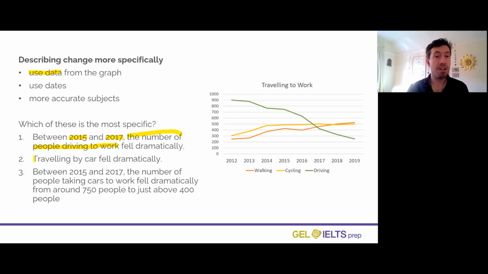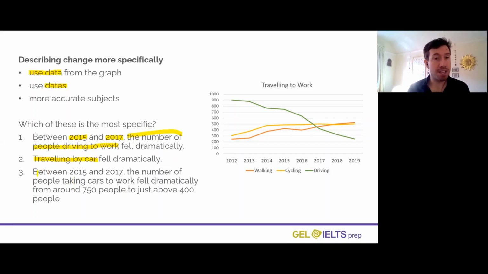We'll see. Well, number 2, you can see here is very short. It's a very short sentence, so probably it's not very specific. Traveling by car is, as I mentioned before, a bit of a general subject. This subject here, the number of people driving to work, that is much more specific because it tells you exactly what the graph is looking at. Traveling by car, it's not specific enough. Also, there are no dates and there is no data here. So this is the least specific.